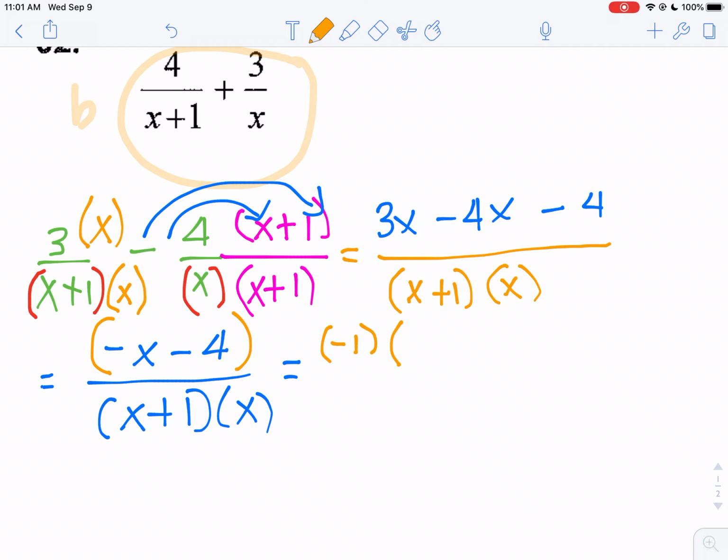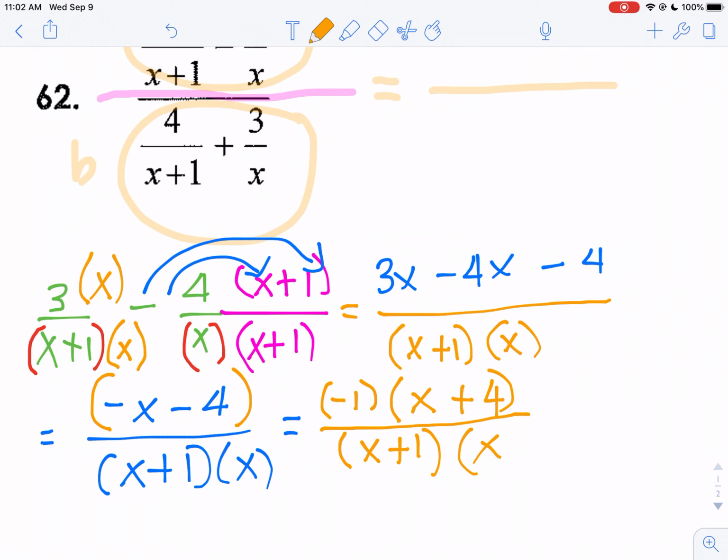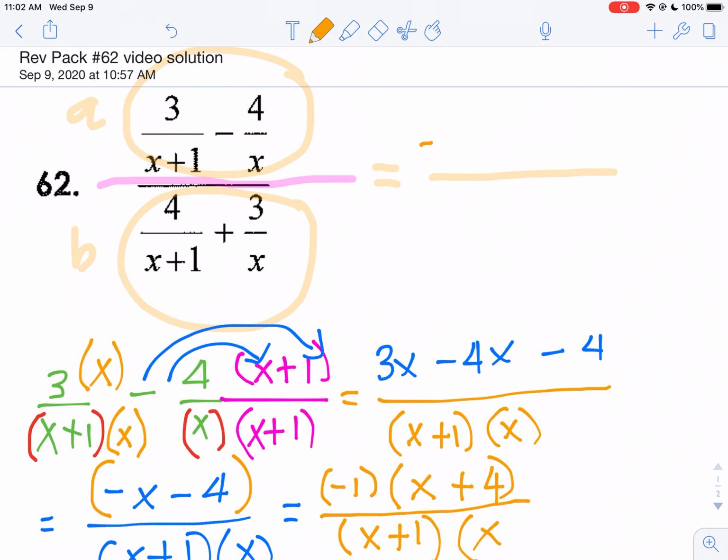That's going to leave me with x plus a 1. Oops, it's not plus 1. I just made a mistake here. It's plus 4. So I don't know if I can simplify this any further, but this is what I can do for the moment. Okay, so this is what I am going to put on the top of my original problem. I have a negative 1 here, and then I have an x plus 4. In the denominator, I have my x plus 1, and I have an x.